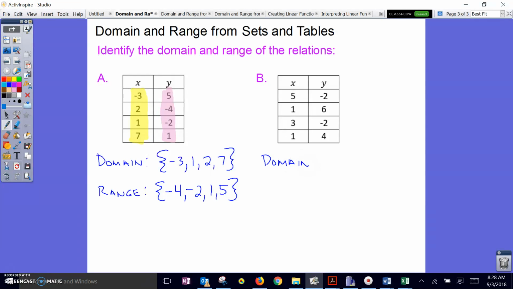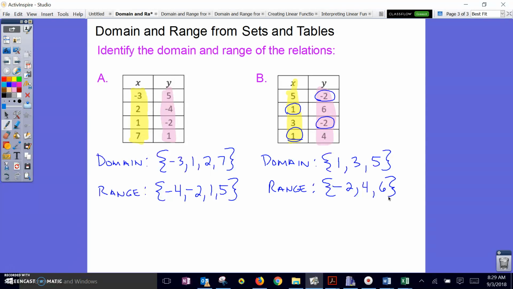Then I'll move on to part B, write my domain and my range. Start with my domain. I look at my input column, and I have 1, which repeats itself, so I'm only going to write that one time. And then I'm going to write these in order from smallest to biggest. 1, 3, 5. Do the same thing for the range, except I am now looking at my outputs. Now I have -2, which repeats itself, so I'm only going to write one -2 in my set. And so I write these from smallest to biggest. -2, 4, 6. And there's my range. And this is how we write domain and range from either a set of ordered pairs or a table of ordered pairs.